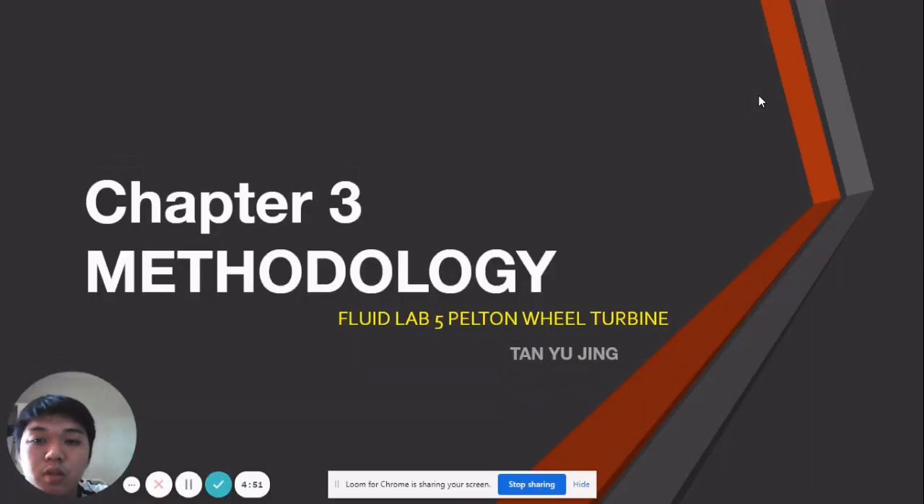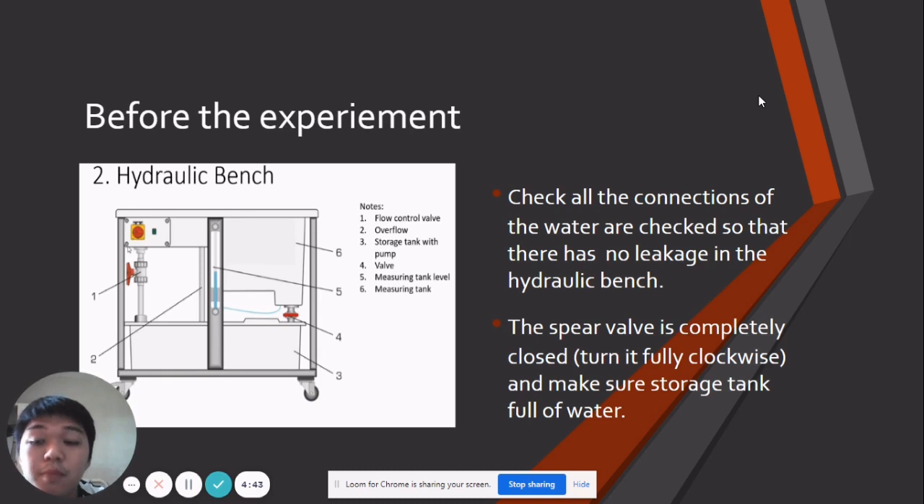Now I will present Chapter 3, which is the methodology part of Lab 5, the Pelton Wheel turbine. Before we proceed to the experiment, there are a few safety precautions we need to obey. First, we need to check all the water connections and make sure there is no leakage on the hydraulic branch. Besides that, we also need to make sure the spill valve is completely closed, and that the storage tank is full of water.